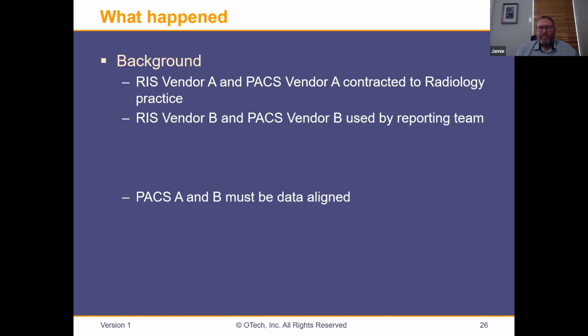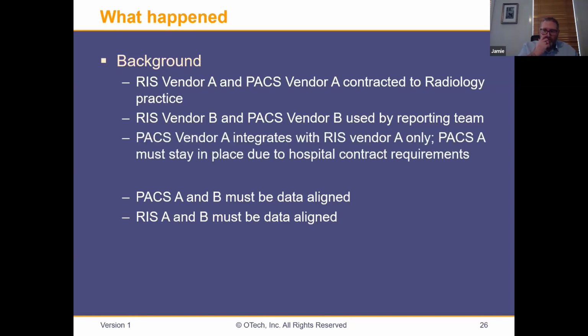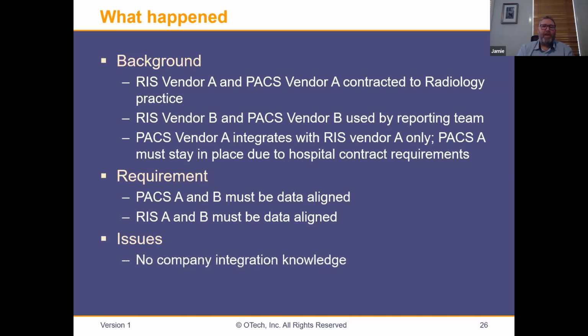Basically, A and B had to be aligned. Vendor A only integrates with RIS vendor A, and doesn't have any knowledge whatsoever of RIS vendor B or PACS vendor B. If you're confused, so was I. There were so many different vendors going each way. The requirement was that PACS A and B must be data aligned and RIS A and B must be data aligned.